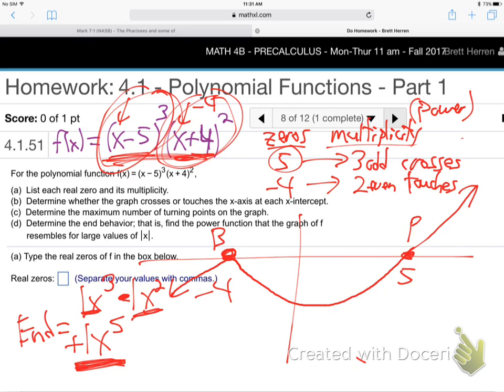Good so far? So have we answered all the questions? Oh, what's the max number of turning points? It's 4, because it's the main power minus 1. There's at most 4 turning points; there could be less.